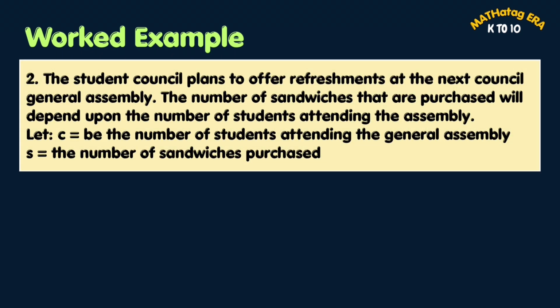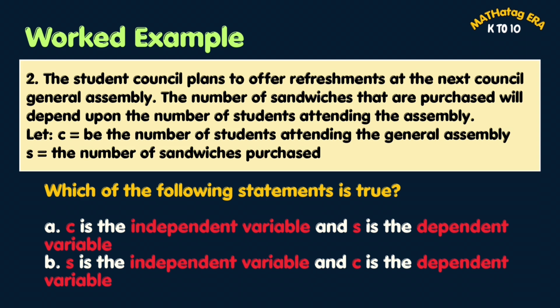Example number 2. The student council plans to offer refreshments at the next council general assembly. The number of sandwiches that are purchased will depend upon the number of students attending the assembly. Let C be the number of students attending the general assembly, and S is the number of sandwiches purchased. So yung student council will prepare sandwiches, and the number of sandwiches depends on the number of students attending. So, ano yung magiging independent variable natin dyan? It is the number of students. And the dependent variable is the number of sandwiches.